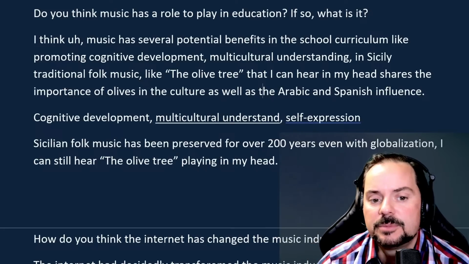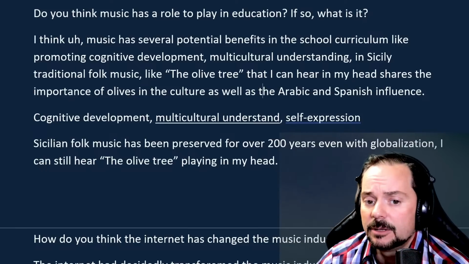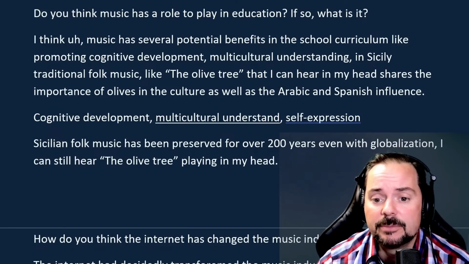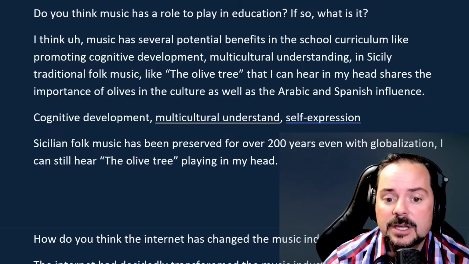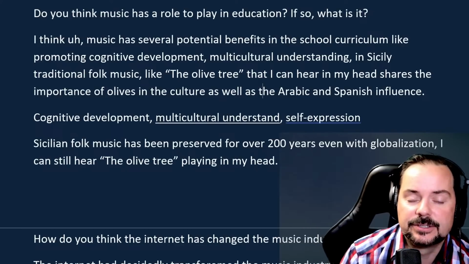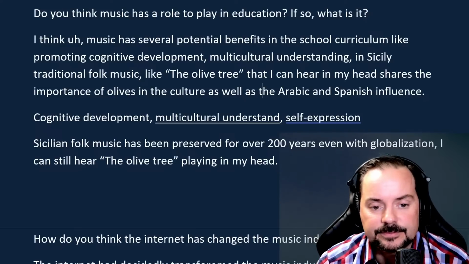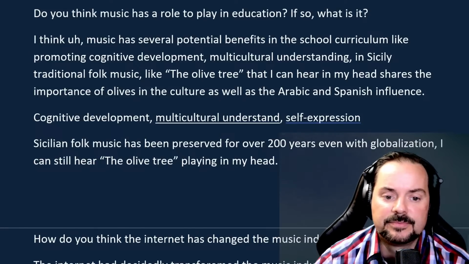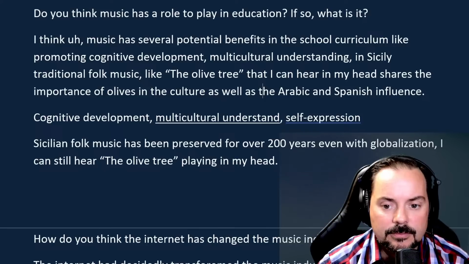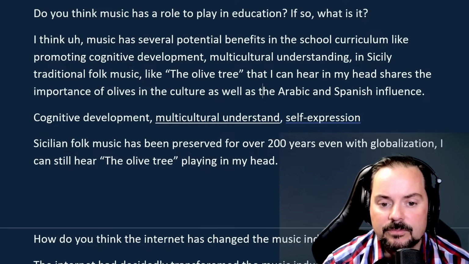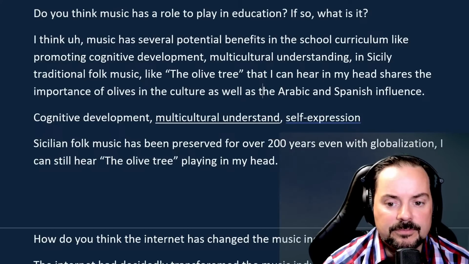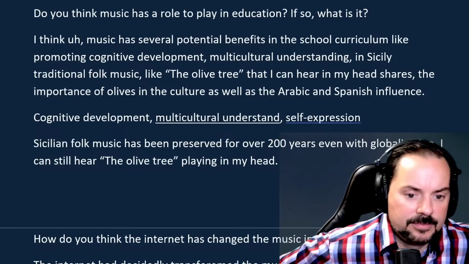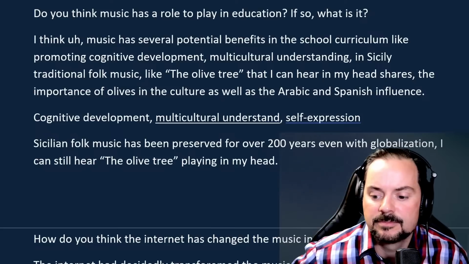Okay, so here's your Band 9 answer, Domenico. I think music has several potential benefits in the school curriculum, like promoting cognitive development, multicultural understanding. In Sicily, traditional folk music like the olive tree that I can hear in my head shares the importance of olives in the culture as well as the Arabic and Spanish influence. Can you try that answer when you're ready, Domenico? I think music has several potential benefits in the school curriculum, like promoting cognitive development, multicultural understanding. In Sicily, traditional folk music like the olive tree that I can hear in my head shares the importance of olives in the culture as well as the Arabic and Spanish influence.